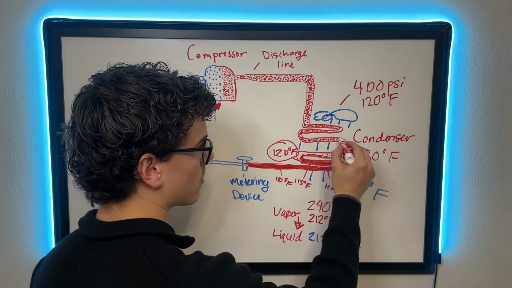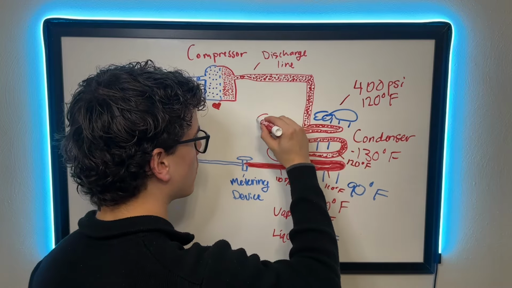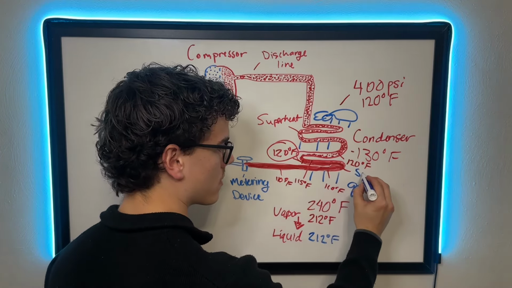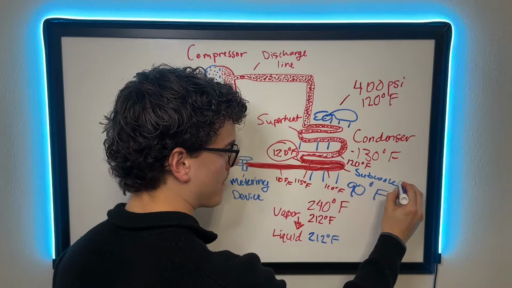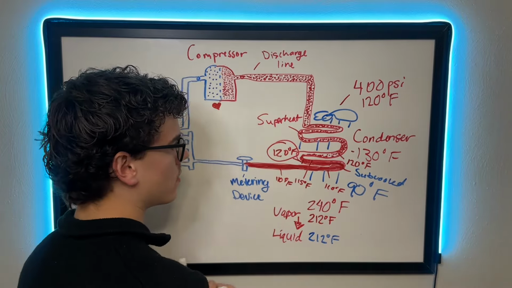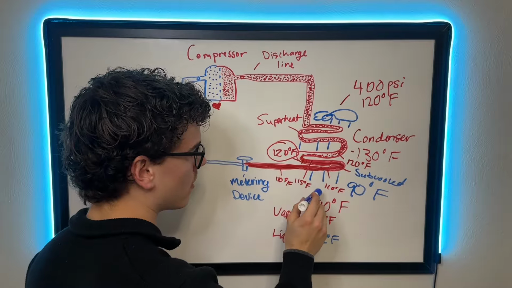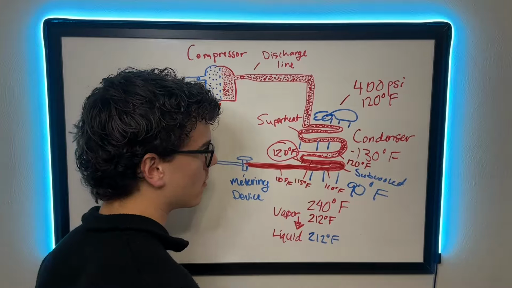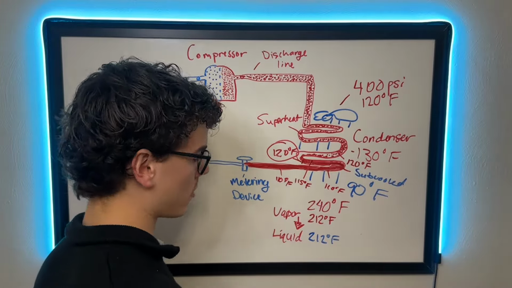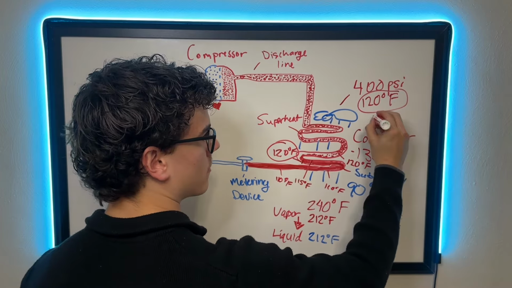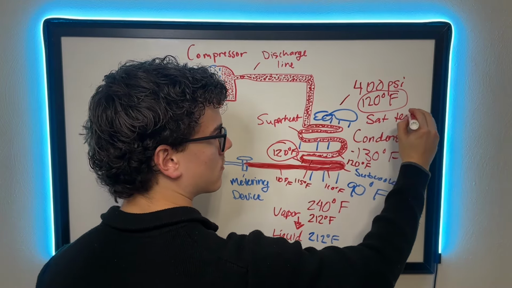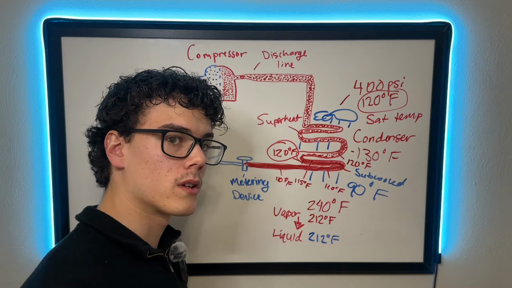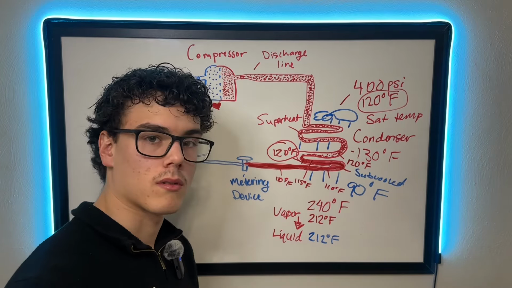So right here, we were superheated. And right here, we were subcooled. All because we have now cooled the refrigerant 10 degrees past the saturation temperature. Remember, this right here is the saturation temperature. And your saturation temperature is going to come from your pressure. For refrigerant, there's a saturation temperature for each pressure.